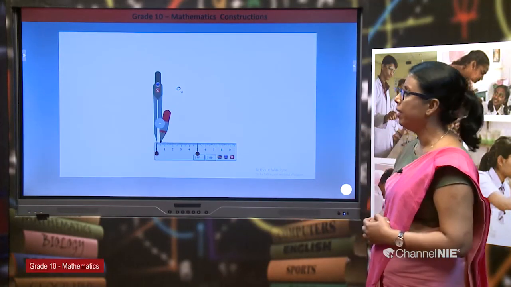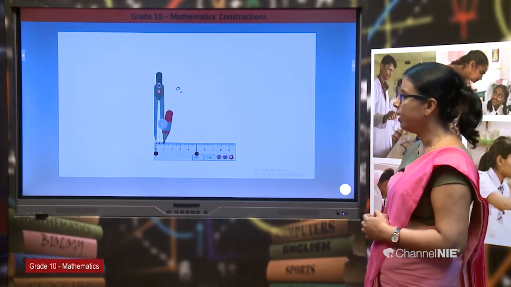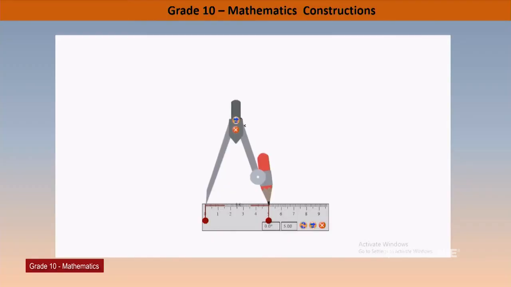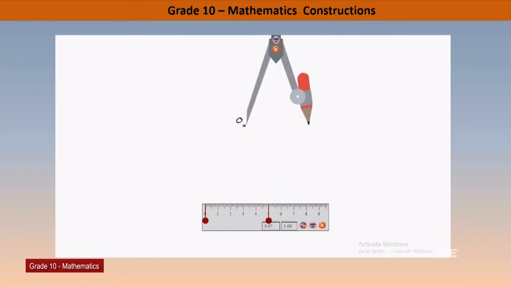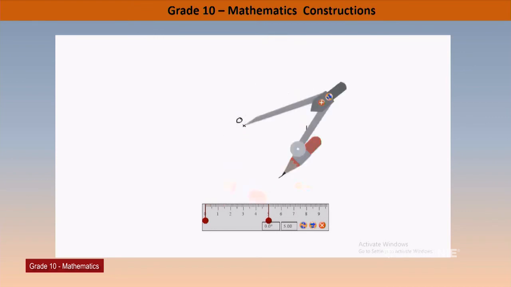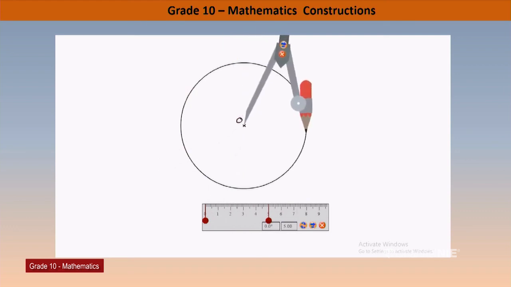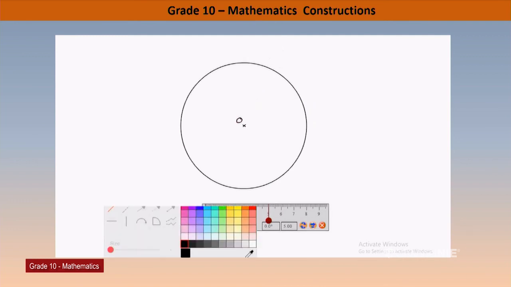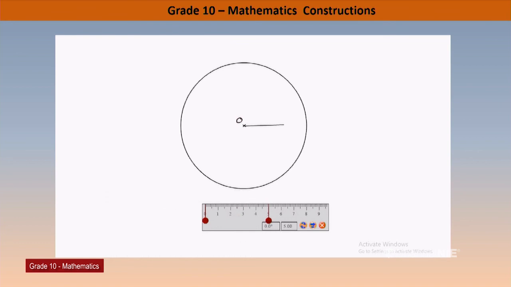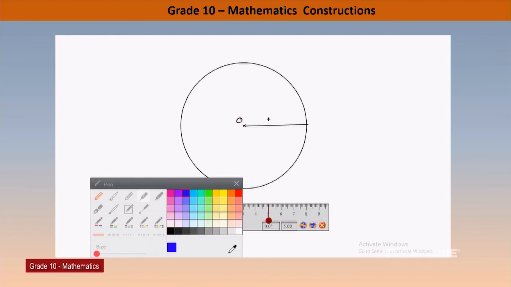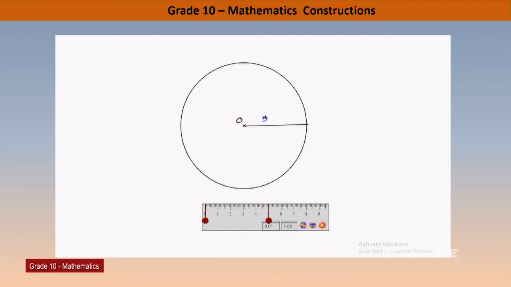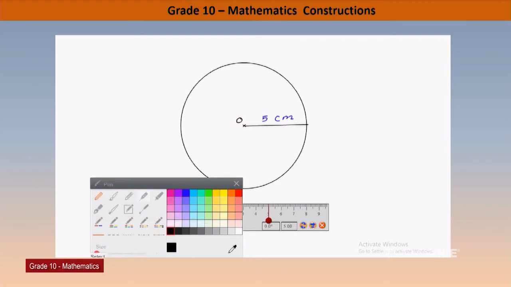So, mark any point and name it as O and take the radius as 5 centimeter. Keep the steel point on O. Take the radius as 5 centimeter, keep the steel point on O. Let us construct a circle. So, the radius is 5 centimeter. Second part, we have to construct chord, PQ chord.